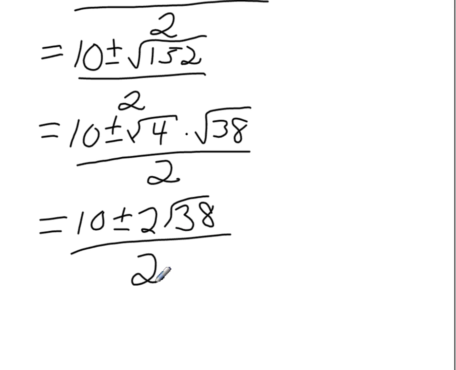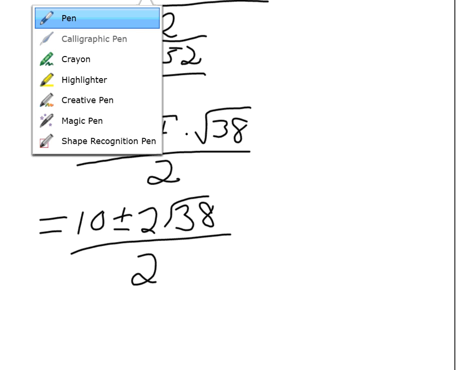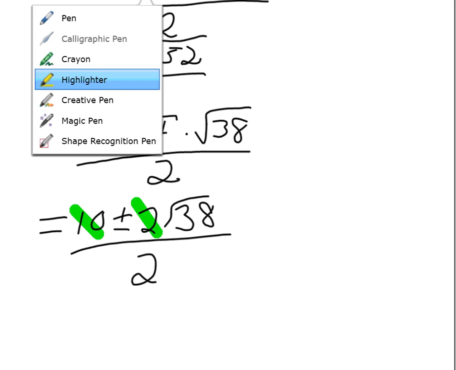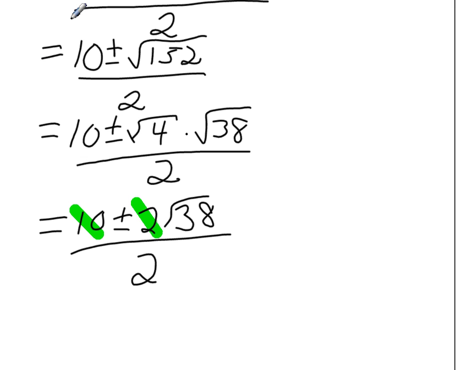Now 2 goes into both of these two terms, so I have to divide that out to put this in final simplest form. So 10 divided by 2 is 5. 2 divided by 2 is 1. So it becomes 1 radical 38. X equals 5 plus or minus radical 38.